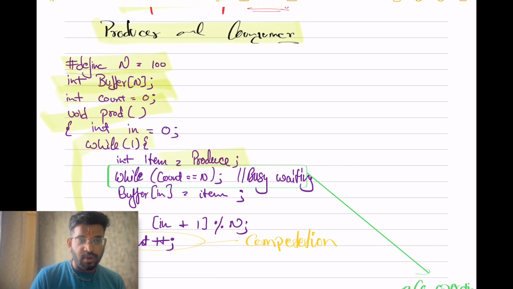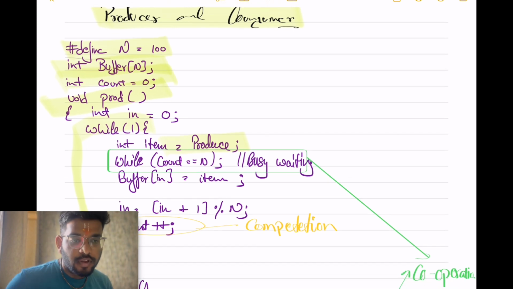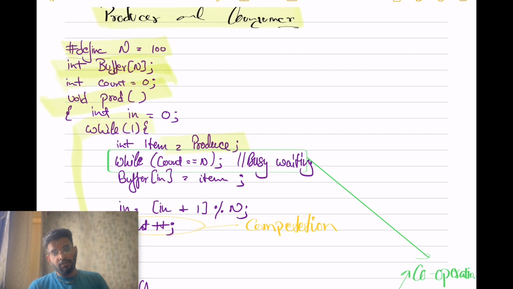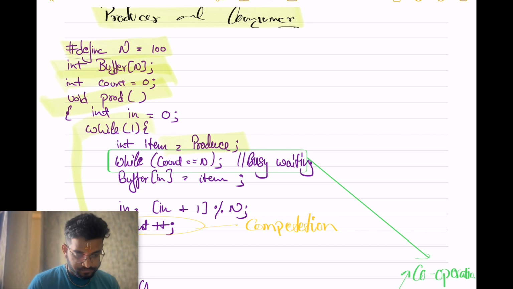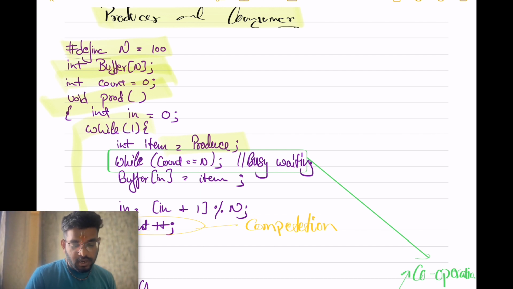If count equals n, this means that the buffer is full. If the buffer is full, then the producer needs to wait. The variable in equals 0 signifies the index of the array or the buffer, where, if the buffer is empty, the item should be placed.